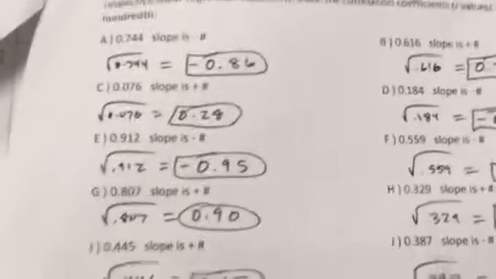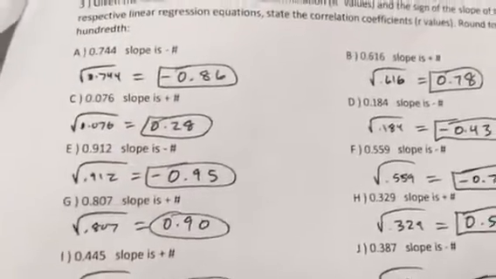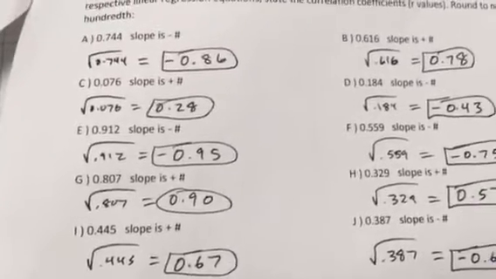Oh, I lied. Page 3, again, incredible video here. Page 3, here are the answers. Again, negative slope means negative correlation coefficients. Pause this whenever you need to.